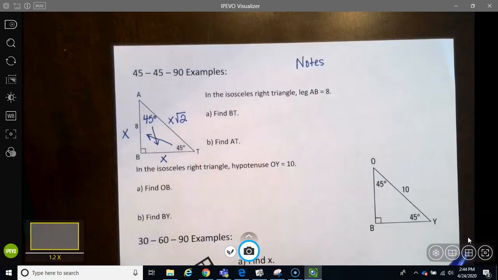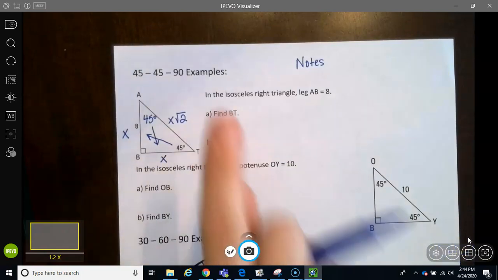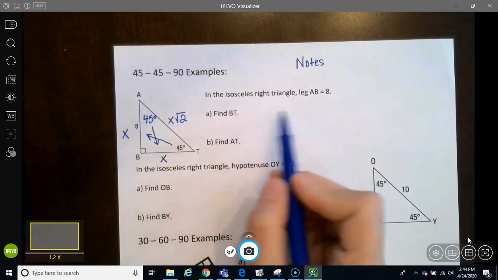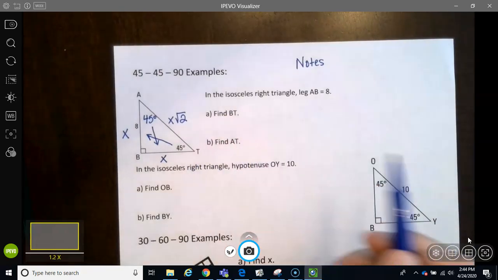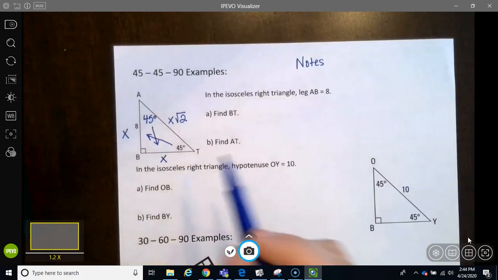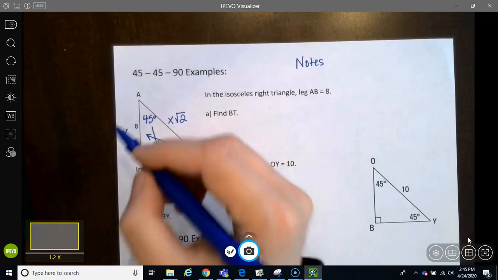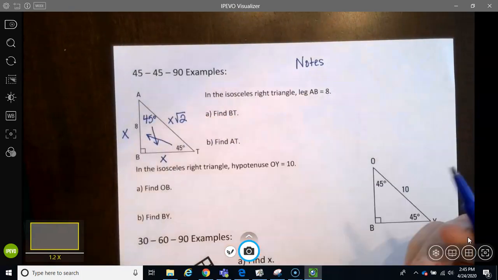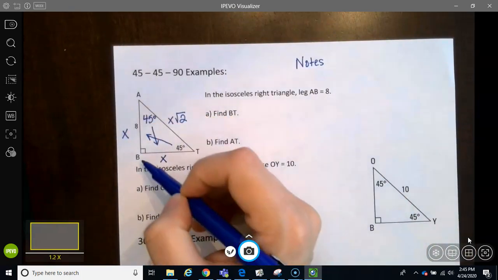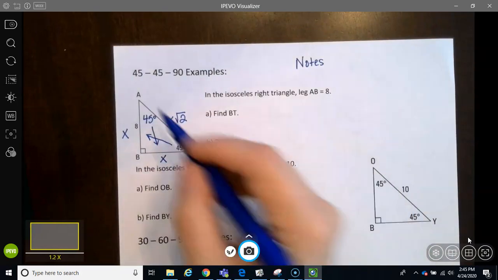So that should always be your first step. Alright, now let's look at the given information. In an isosceles right triangle, in this triangle here, leg AB, so AB is this side, is equal to 8, which they have on our diagram. So they're saying this length is 8. And they want us to find side BT and find the distance from A to T.